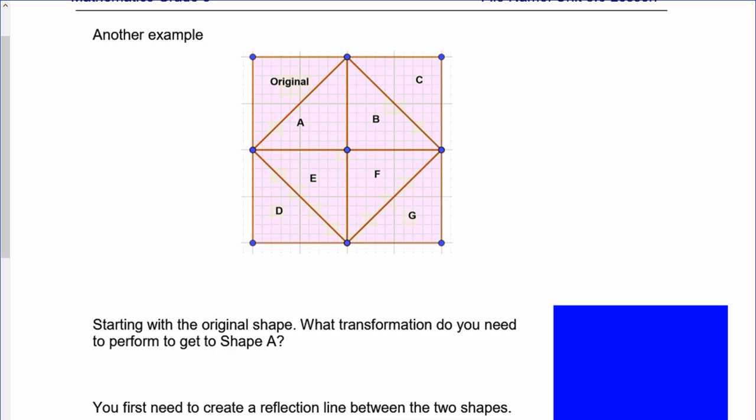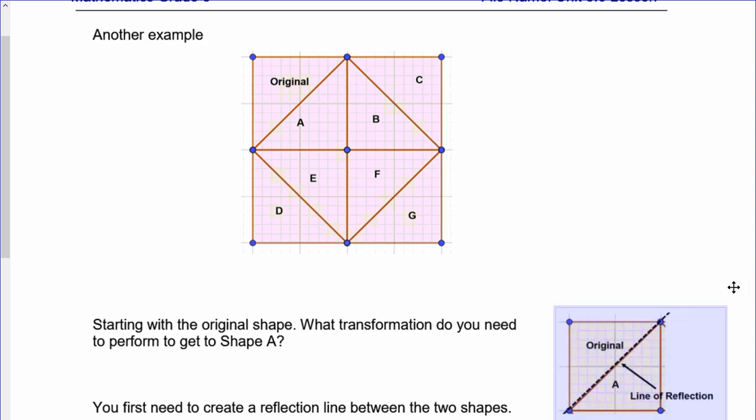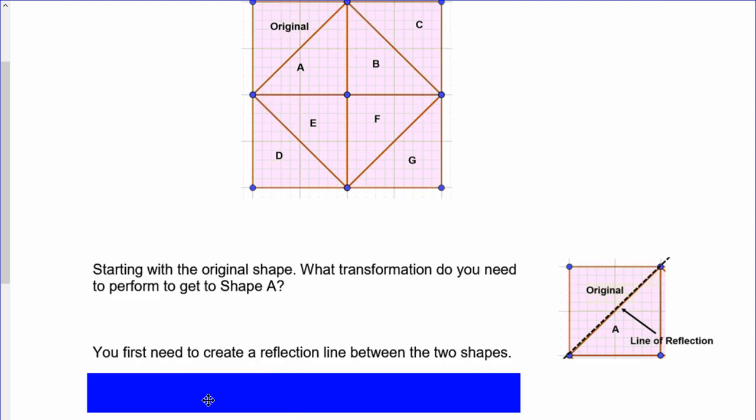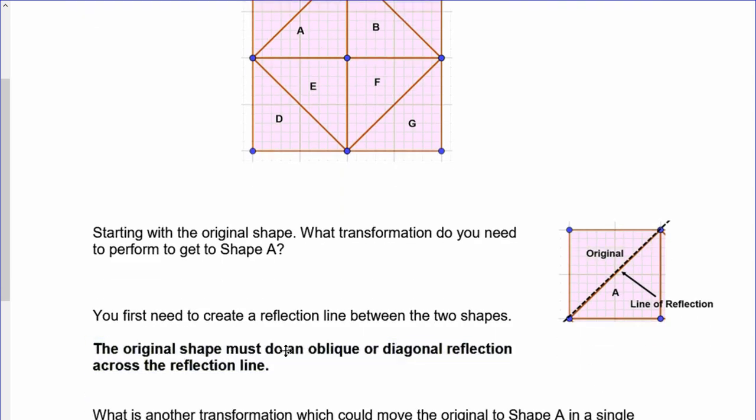Okay, now that we've got that done, let's take a look at what I would do here. This is what I've got. First thing I did is I drew a reflection line on the angle here. Now do that, and then I can take what's called an oblique, or angled diagonally, a diagonal reflection across the reflection line. And that will take this one and move it right to where A is. So here's my instructions. The original shape must do an oblique or a diagonal reflection across the reflection line. Now, because there's only one, I don't have to worry about labeling it.